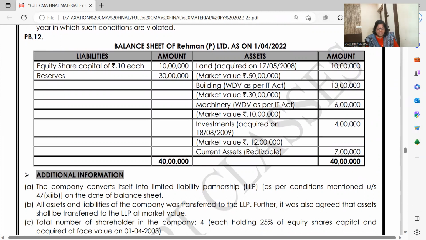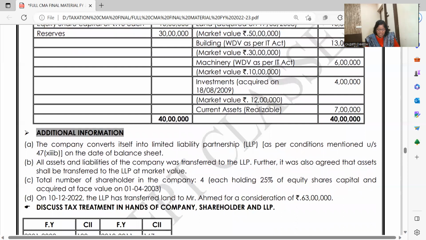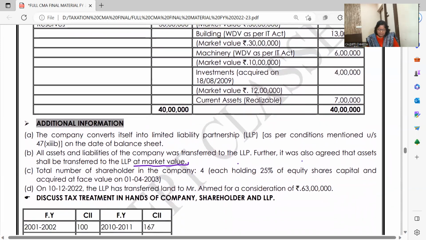Balance sheet of Rahman Limited is given to you: equity, share capital, reserves, land, building, plant and machinery, investments, current assets, all. So the company converts into an LLP as per the conditions given in section 47 clause 13b. All the assets and liabilities are transferred. Further, it was also agreed that assets shall be transferred to the LLP at the market value. Market value is given, but you will not calculate the profit and loss because it's all exempt.